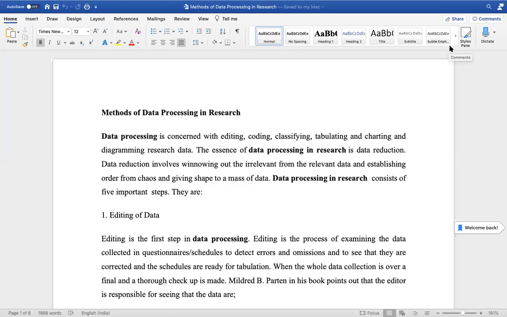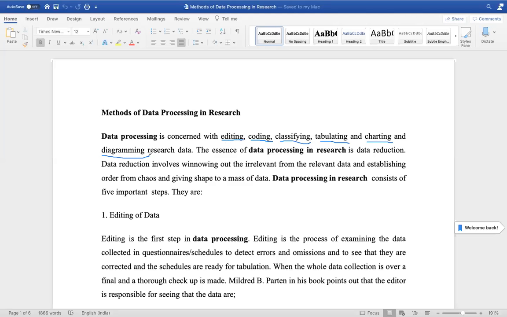So now when I talk about data processing, it is talking about all these aspects of coding, data editing. First, I'll have to edit the data. We'll see each and everything what it is. I will talk about editing the data, classifying the data, coding the data, tabulating the data, and then charting the data or making them into diagrams.